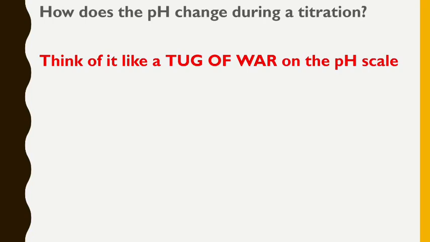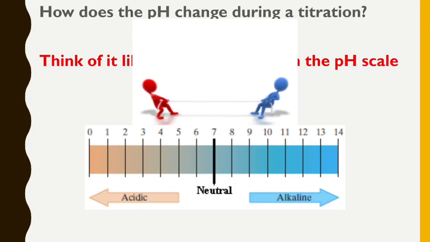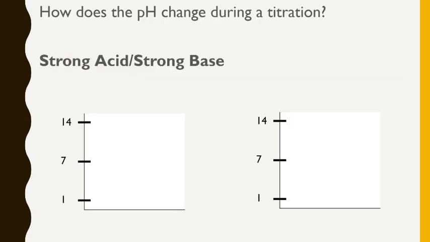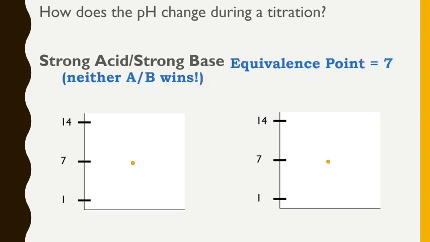And how that changes our graph is that it's kind of like playing tug of war with that equivalence point, with that midpoint of our reaction. If the acid is stronger, it's going to pull that equivalence point onto the acid side of our pH scale and make it less than 7. If the base is stronger than the acid, then it's going to pull that equivalence point onto the base side of things. And if they're equal strength, if they're both strong, like the first graphs that we're going to draw, then neither one is going to win, which means that equivalence point is going to be exactly at 7. So that's the first situation that we're going to be drawing.